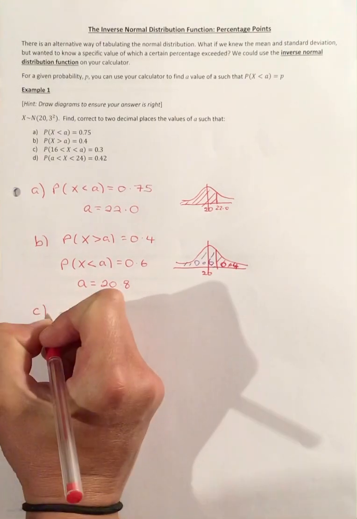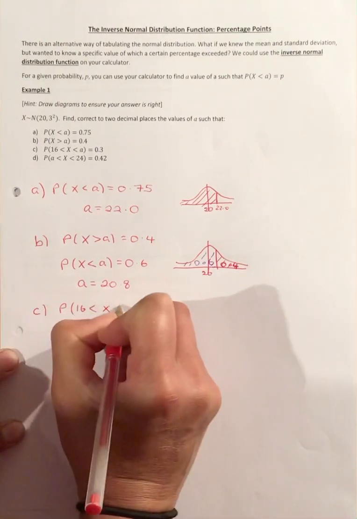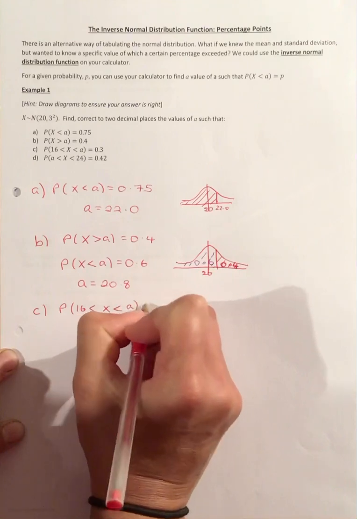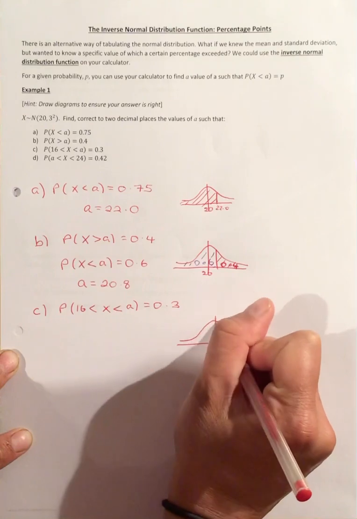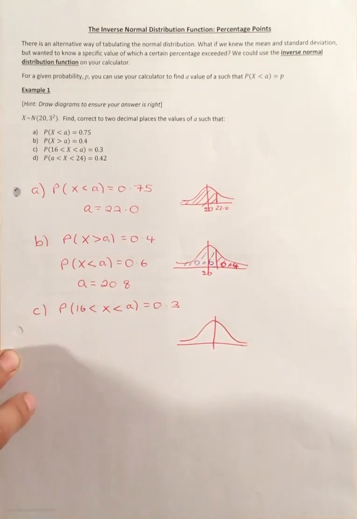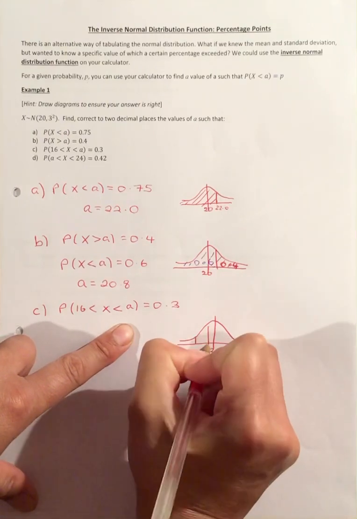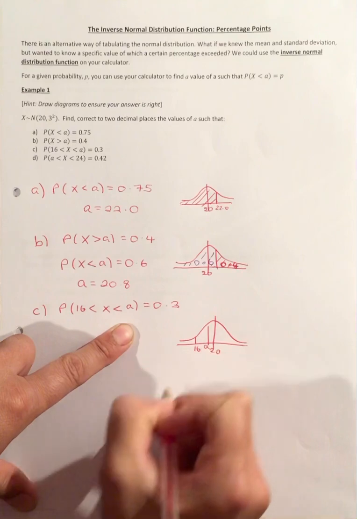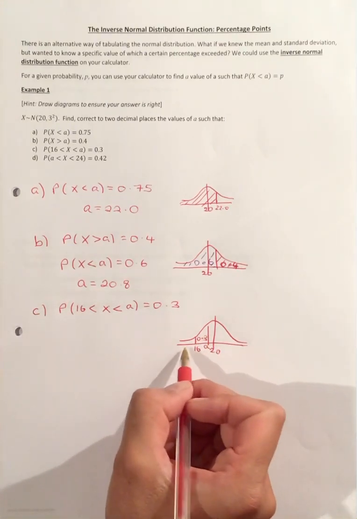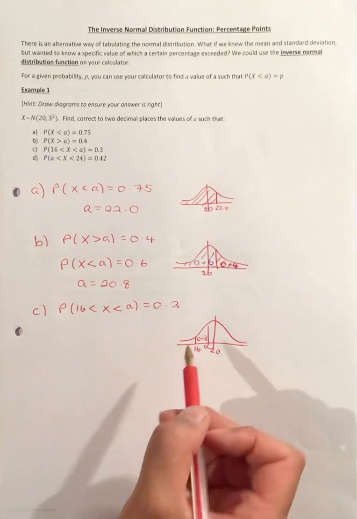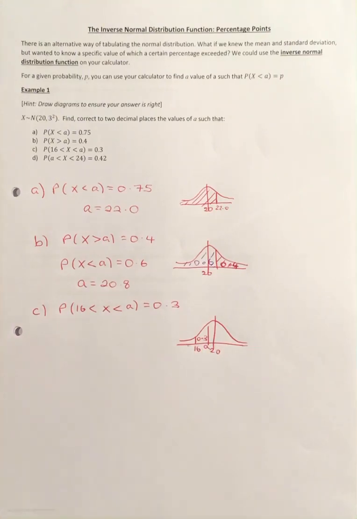For part C, it's starting to get a bit trickier. We want the probability of being between 16 and a to be 0.3. If I draw my curve, I can't be entirely sure whether a is bigger than the mean or not, but I know that being between 16 and a has a probability of 0.3. If I work out the probability of being less than 16, I will then be able to add these two probabilities together and get the probability of being less than a.